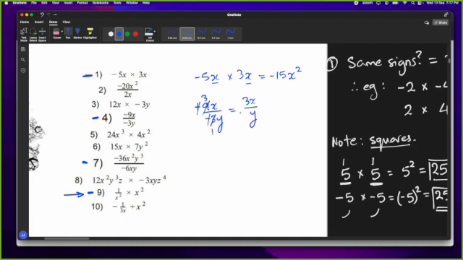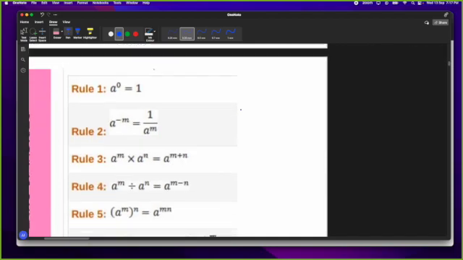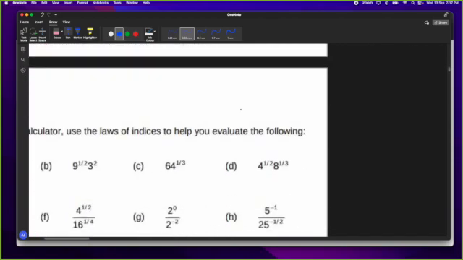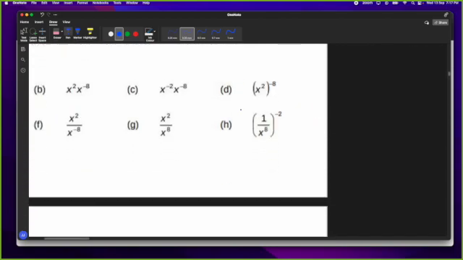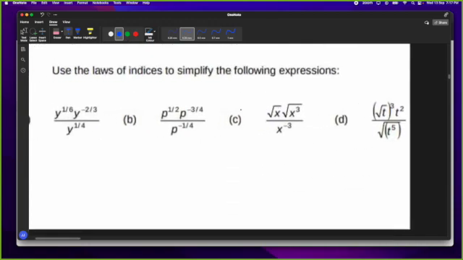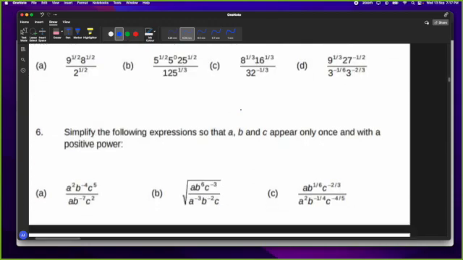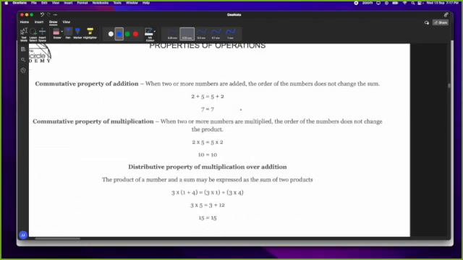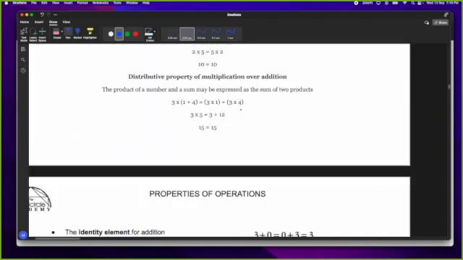Now, we do have to do a review of fractions. All right, we have laws of indices here. We do have to do a review of fractions. All right, I have a ton load of indices here, but we'll get to that.